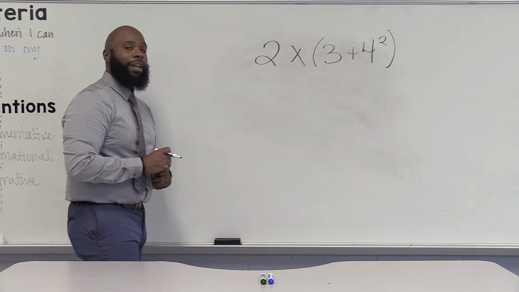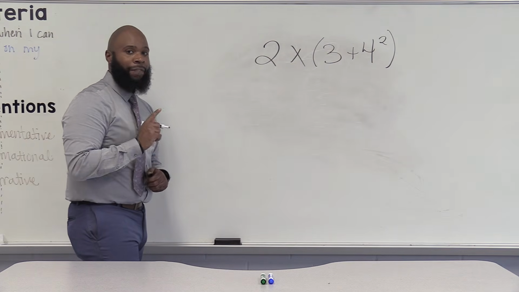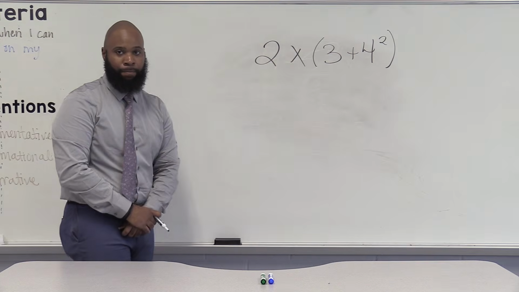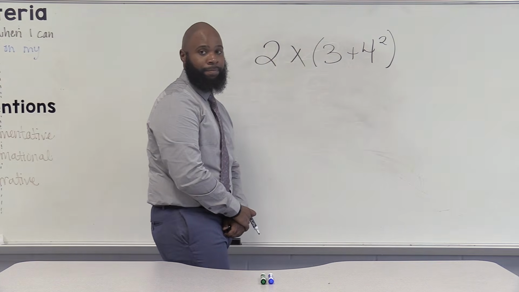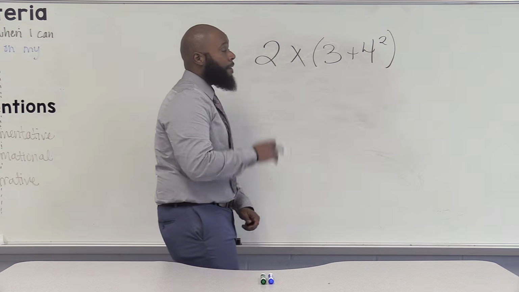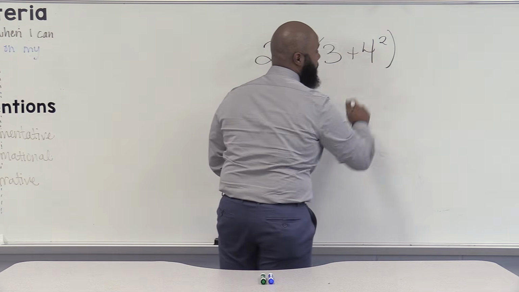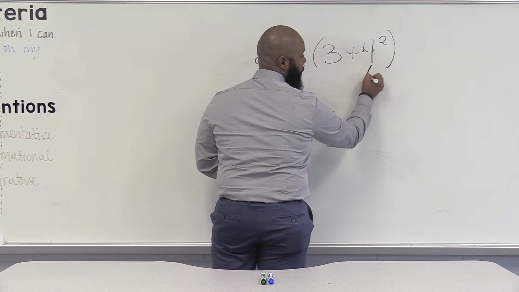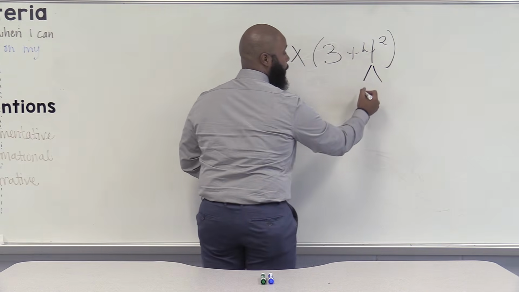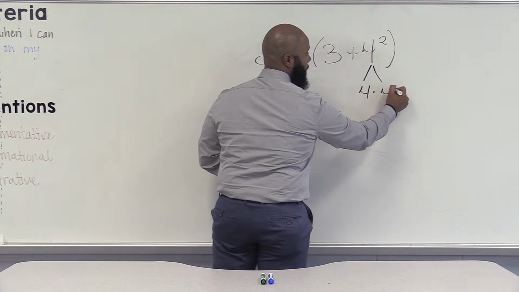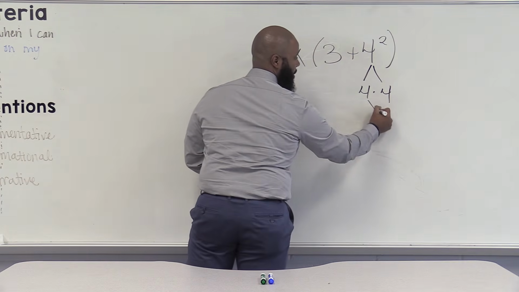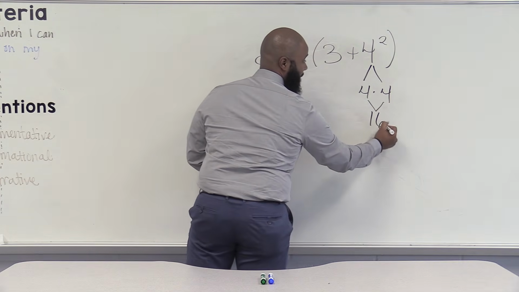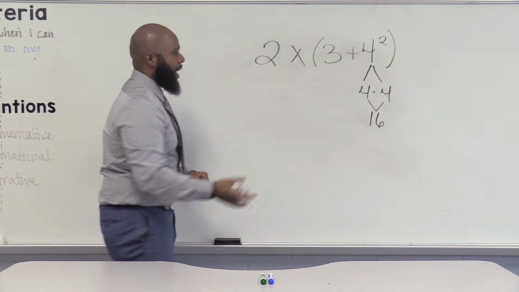So when you start evaluating this problem, what do you evaluate first within my parentheses? First, we should evaluate 4 squared. So I know 4 squared is 4 times 4. 4 times 4 is going to give me 16. Now that I have that, I can bring everything else down.